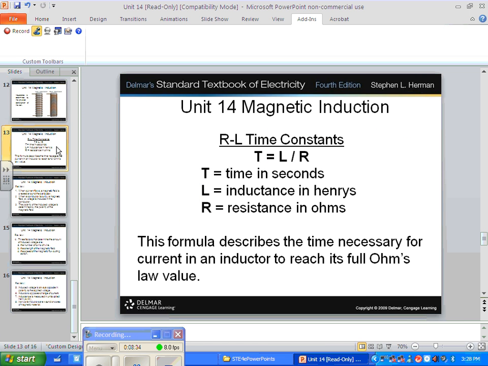Now, time constants describe the time necessary for current in an inductor to reach its full Ohm's law value. What does that mean? It's full voltage. So we are talking about the two coils where we're inducing current in one and it induces current in the other. I want to give you a more realistic view of this RL time constant.